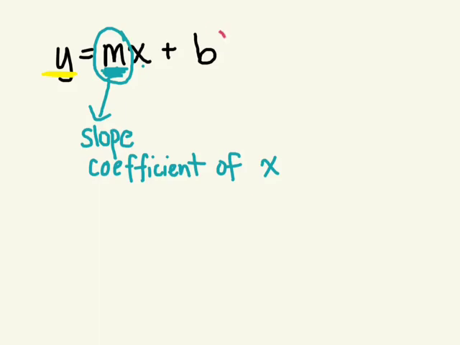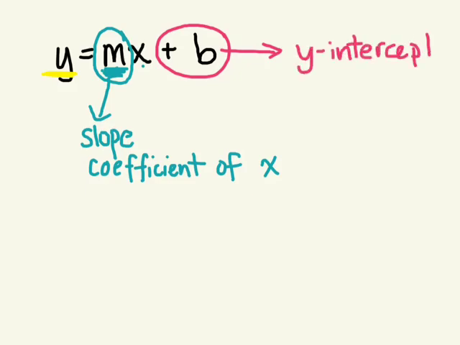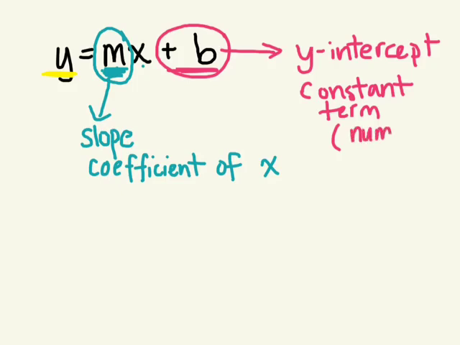And then this value represents the y-intercept, okay? And the y-intercept is going to be a number by itself. There's no variable attached to it. So that's called a constant term. And I'll show you what that means. It's a number by itself.